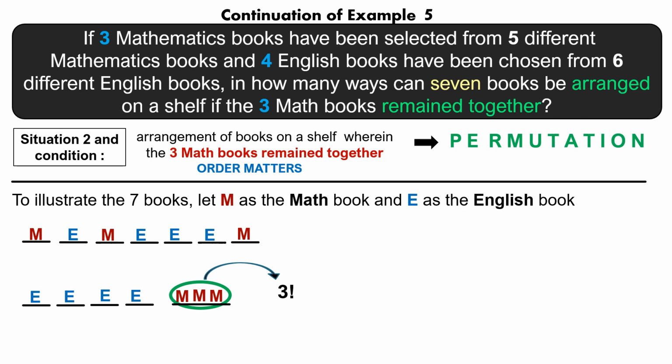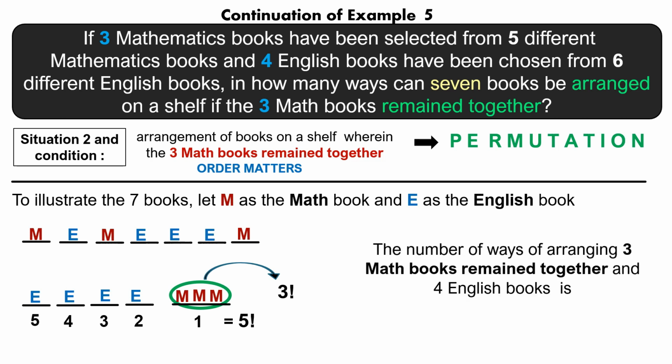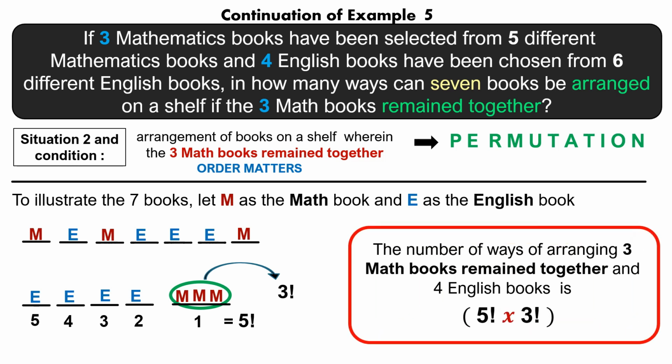Next, let us arrange them all. This time, we'll consider permuting the other selected books together with the 3 math books grouped as 1 unit. So we have 5 times 4 times 3 times 2 times 1, so we have 5 factorial ways. So there it is. The number of ways of arranging 3 math books remaining together and 4 English books in factorial form is 5 factorial times 3 factorial.